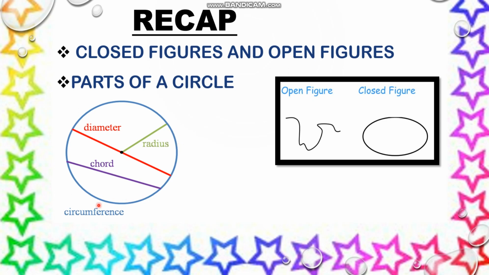Now, parts of a circle. This is a circle and it has some parts, and we learned about that. The fixed point in a circle is called the center. Here this black dot is the center. And the line segment drawn from the center to the edge of a circle is called its radius. So this is the center and this is an edge of the circle. So this line segment is called the radius.